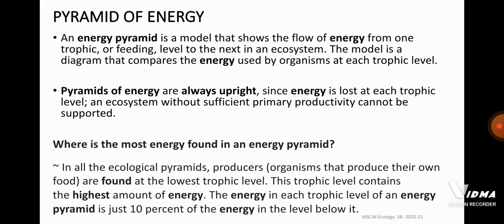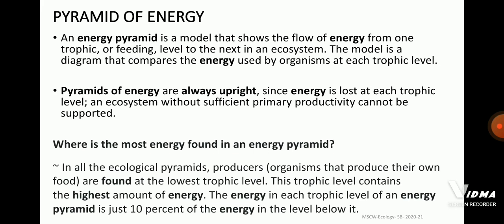A very interesting subtopic is the pyramid of energy, which is of interest to us. An energy pyramid is a model that shows the flow of energy from one trophic or feeding level to the next in an ecosystem. The model is a diagram that compares the energy used by the organisms at each trophic level. As I have already told you, the pyramids of energy are always upright. Since energy is lost at each trophic level, an ecosystem without sufficient primary productivity cannot be supported.